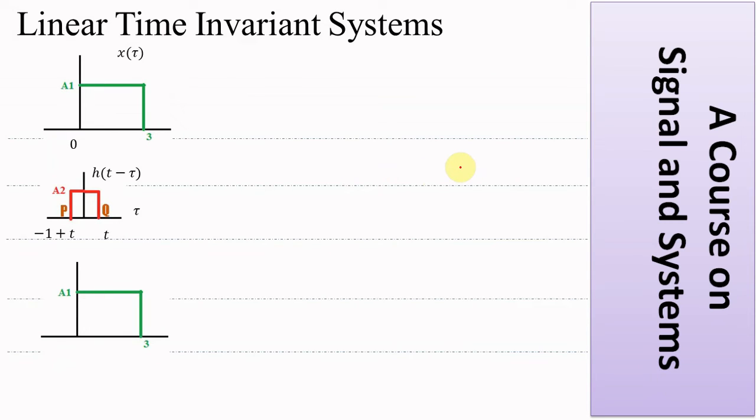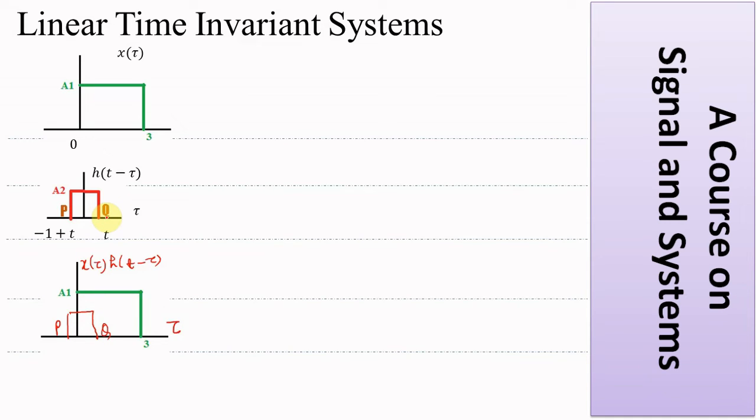in which q surpasses 0. So I am saying that now q surpasses 0. My q comes here, but p is still behind tau equal to 0. So this axis is tau, and I am plotting x of tau multiplied by h of t minus tau. Remember, my p remains here. My p is actually t minus 1, and q is t.